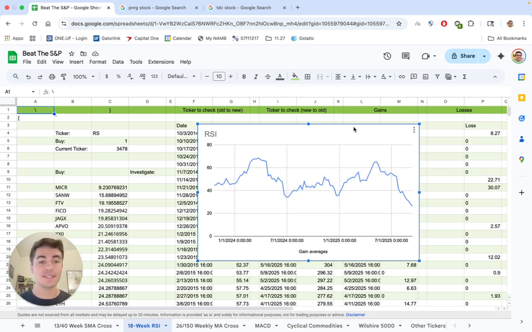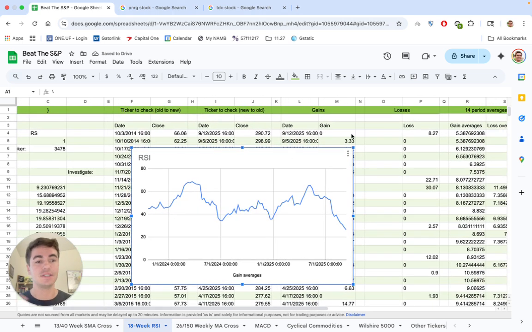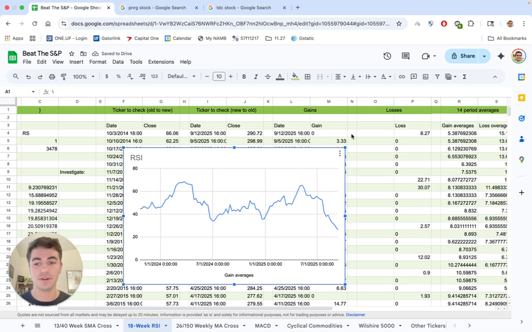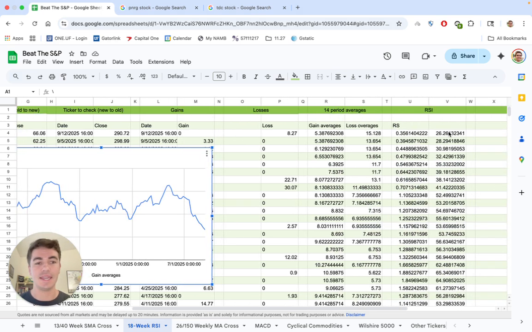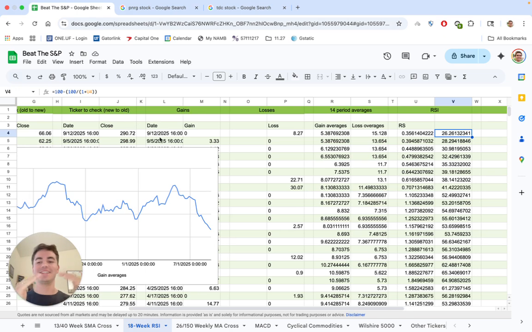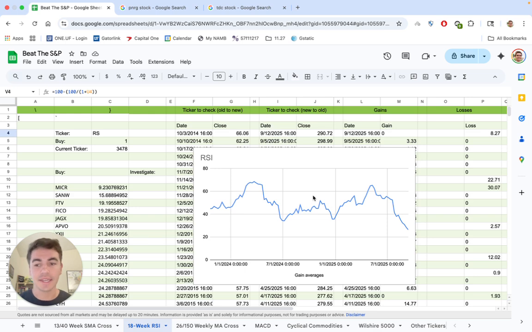The RSI essentially works by looking at the average gains and losses over a 14, 18, whatever week or day period, and, well, here's a formula. So it looks at those and at discrepancies between those to see if a stock has essentially been sold way too quickly or been bought way too quickly. Now, this is just a technical indicator.